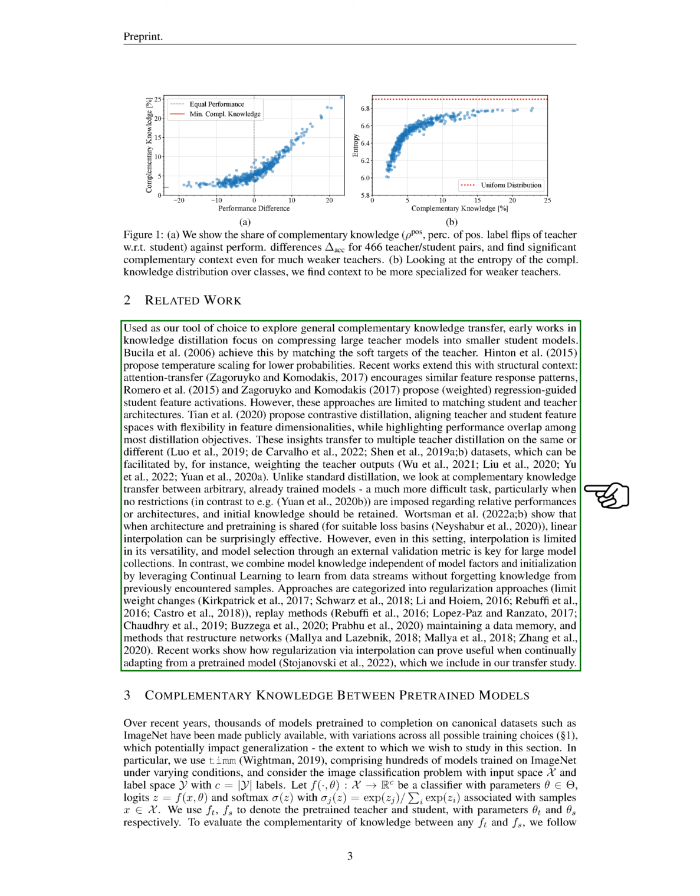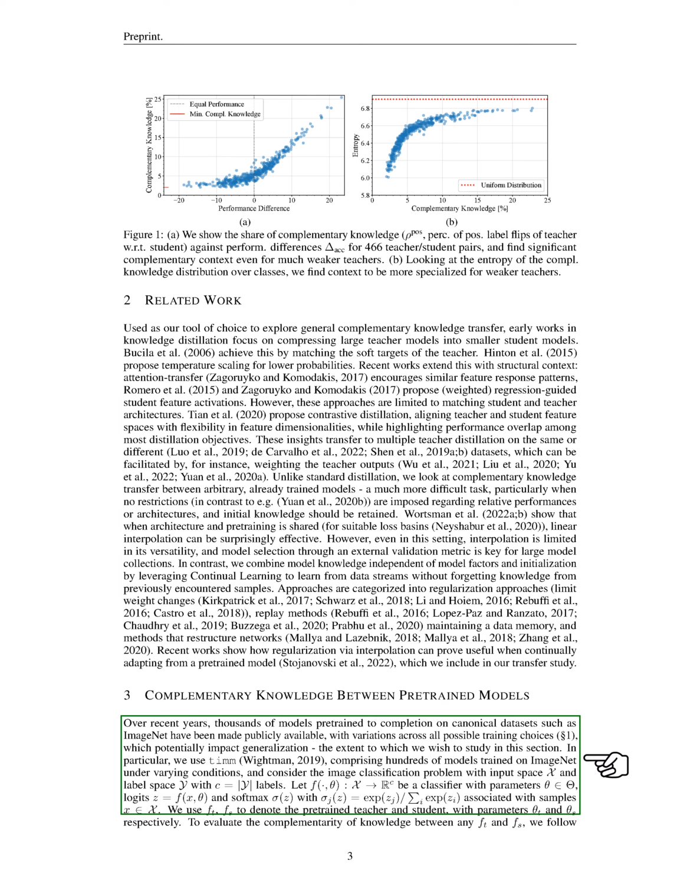We're interested in transferring complementary knowledge between any pre-trained models, which is a more challenging task. This is especially true when there are no restrictions on relative performances or architectures, and the initial knowledge should be retained. Some researchers have shown that linear interpolation can be surprisingly effective when the architecture and pre-training are shared. However, this method has its limitations, and selecting the right model through an external validation metric is crucial when dealing with large model collections. We aim to combine model knowledge regardless of model factors and initialization. We do this by using continual learning, which allows us to learn from data streams without forgetting knowledge from previously encountered samples.